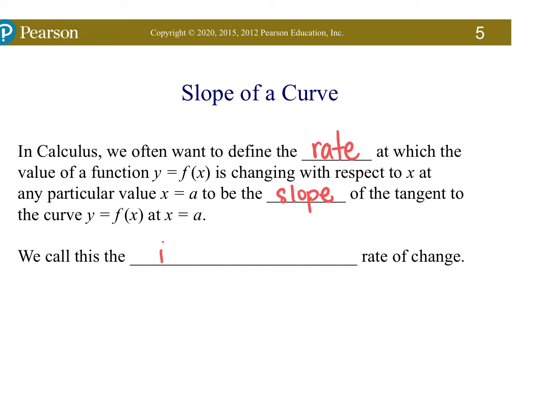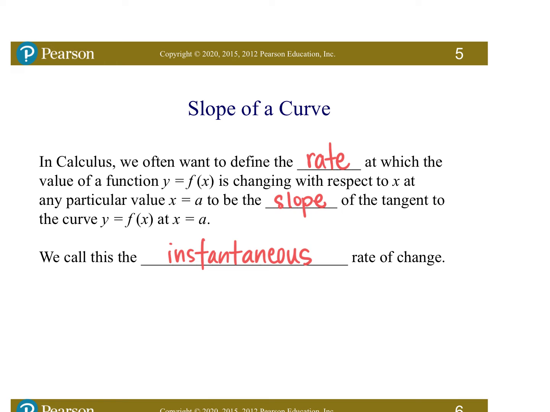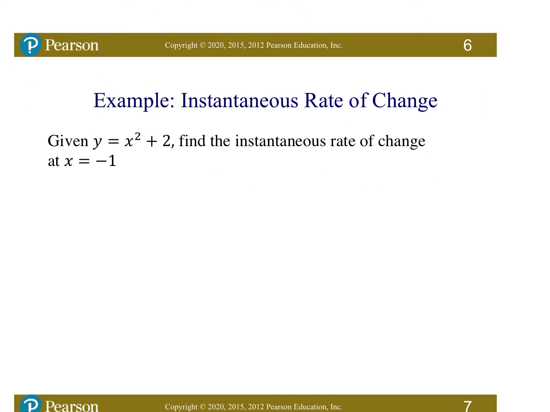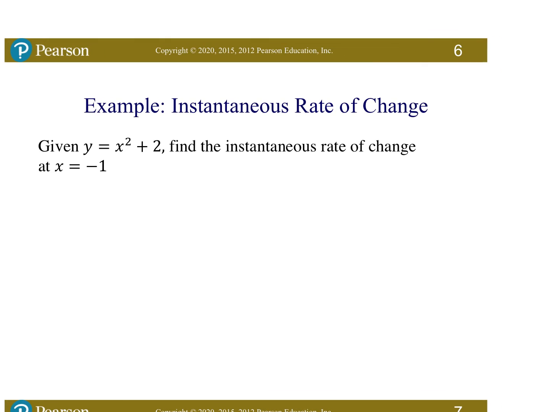Okay, so all these words: rate, slope, tangent. And we define this to be the instantaneous rate of change because it's happening in a fraction of a moment. The amount of time that has gone by from one point to the next is almost immeasurable. It is so small. And so we call that the instantaneous rate of change. Okay, any questions so far? All right, so let's actually do the math.